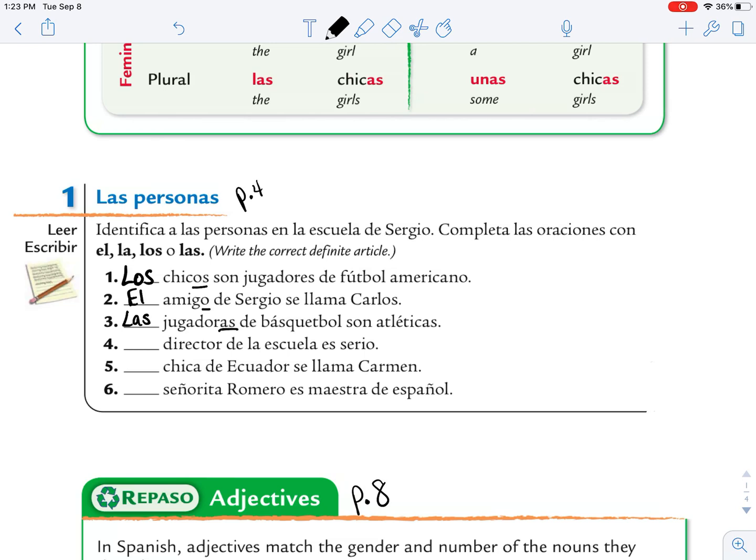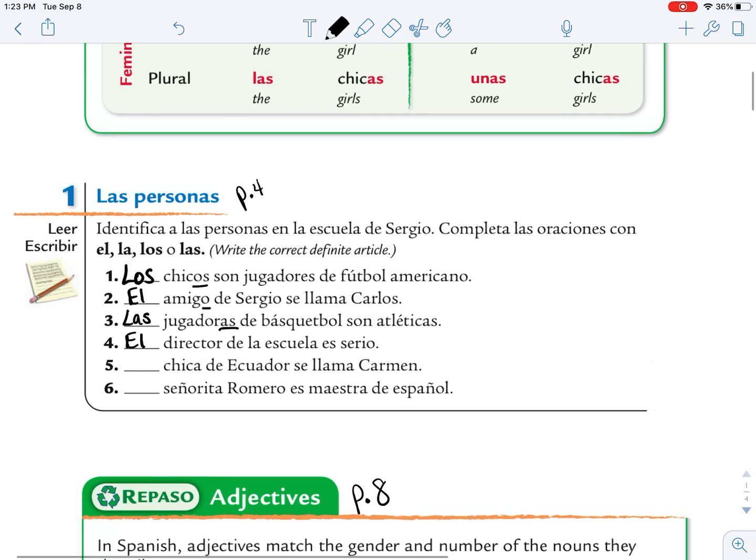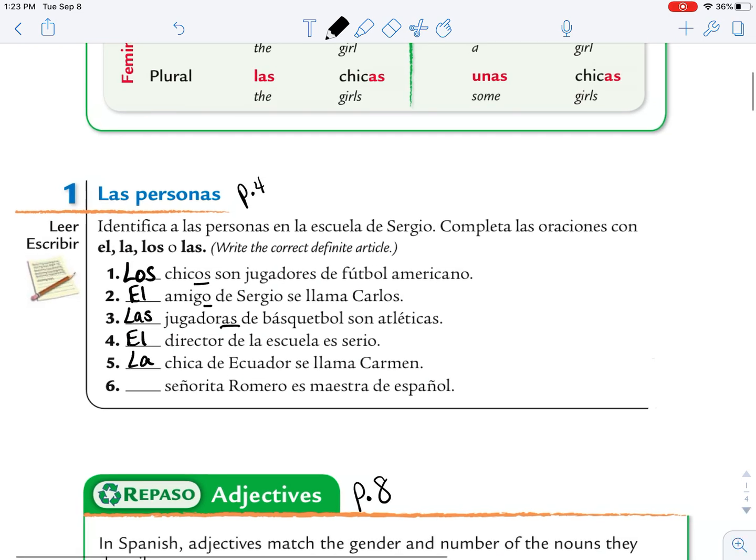Cuatro, blank director de la escuela es serio. El director. Blank chica de Ecuador se llama Carmen. La chica. And blank señorita Romero es maestra de español, la señorita.